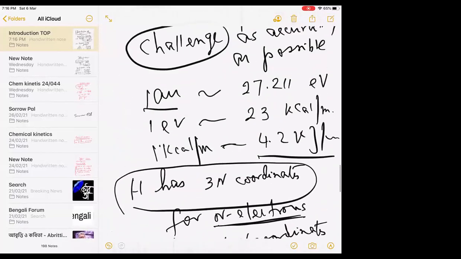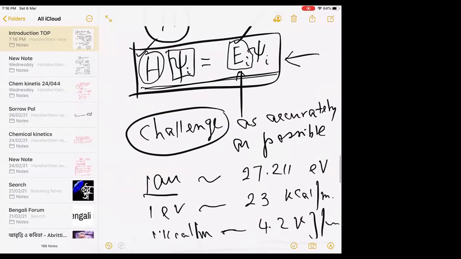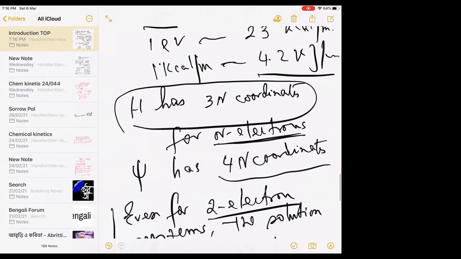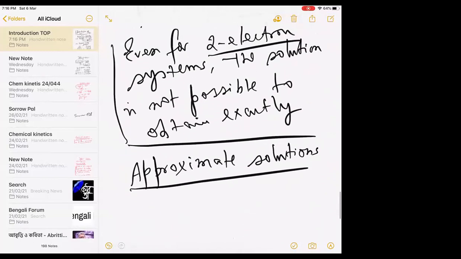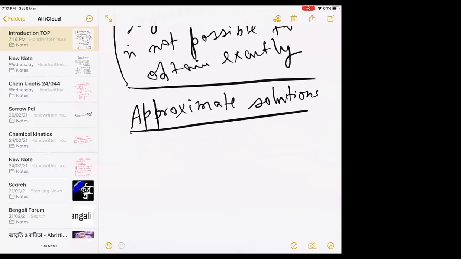But let me first say, what is the problem of solving A psi equal to E psi, where psi, as I just now explained, has many coordinates, and even for two electrons this is not possible. The solution is not possible to obtain exactly. So you use approximate solutions.